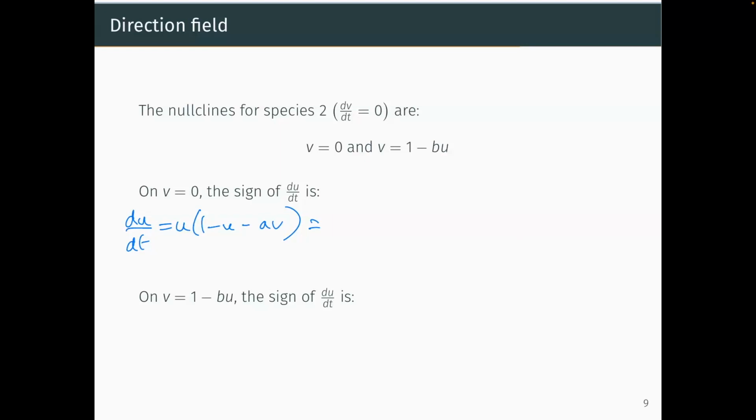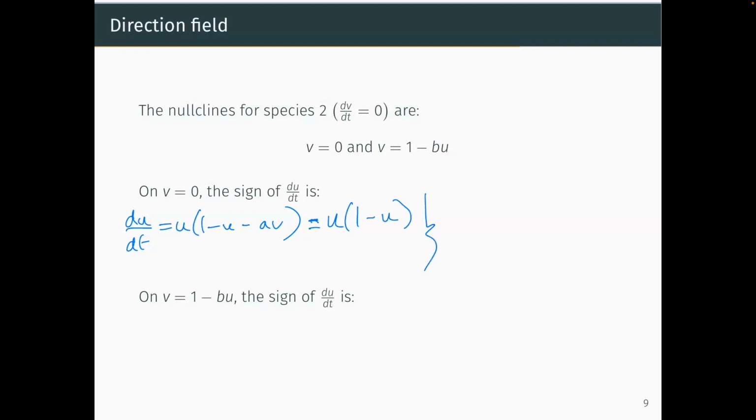So du/dt is equal to u times (1 minus u minus av). Because we're on a nullcline for species 2, dv/dt is equal to 0. So we're not moving up or down at all. We want to know whether we're moving left or right. So we need to look at the sign of du/dt on this nullcline. So on the nullcline, v is equal to 0. We substitute v is equal to 0 here. So we have (1 minus u) times u.